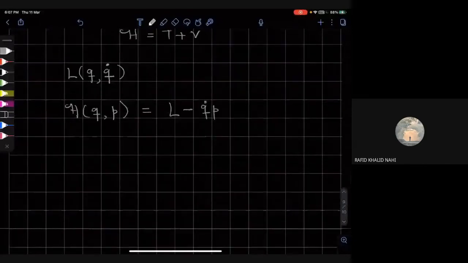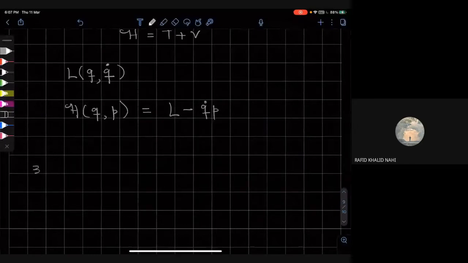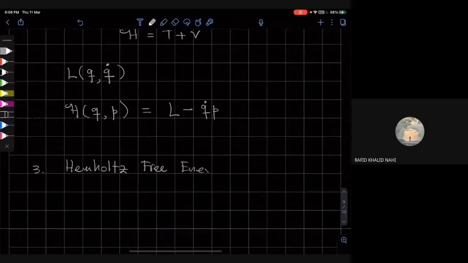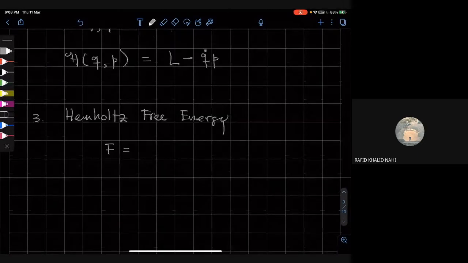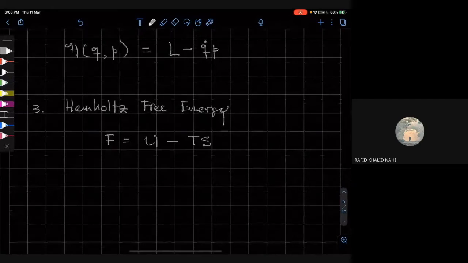Okay, let us go back to our topic. The next thermodynamic potential is Helmholtz, and this is very, very important. Helmholtz free energy. It is somehow written with F, I guess, for free. And it is the internal energy minus T S.